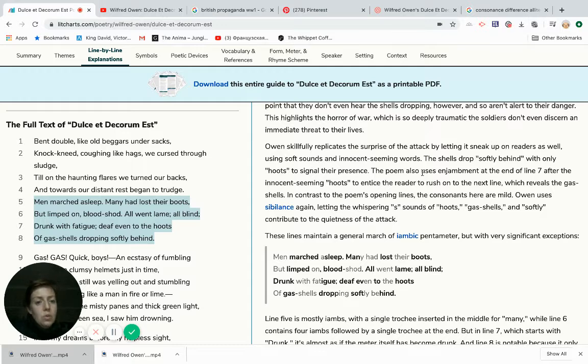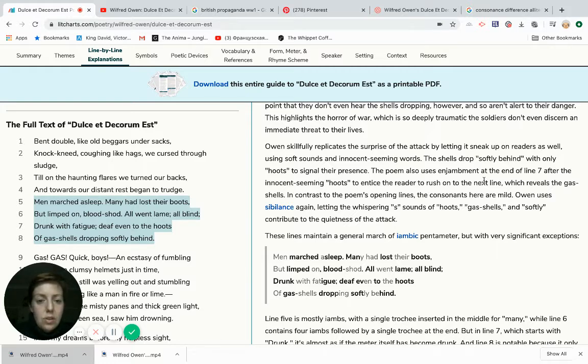The poem also uses enjambment. For those of you who are not sure, enjambment is when a run-on line in the poem has no punctuation at the end of the line to stop the flow. So it increases the rhythm of the words and the flow of the words. So the poem also uses enjambment at the end of line 7 after innocent-seeming hoots to entice the reader to rush on to the next line, which reveals gas shells.